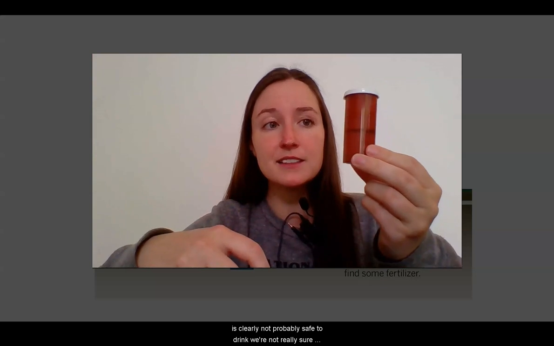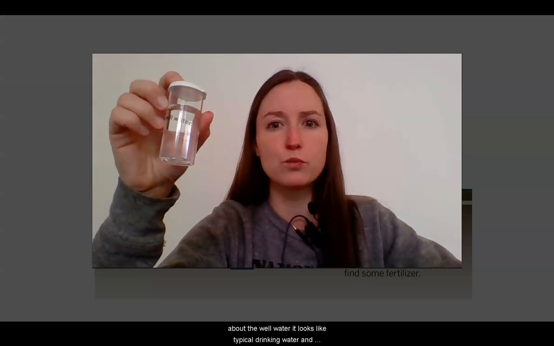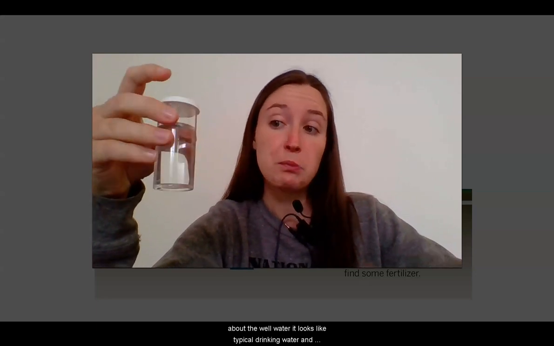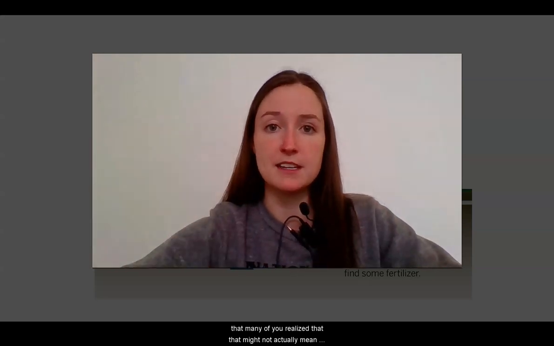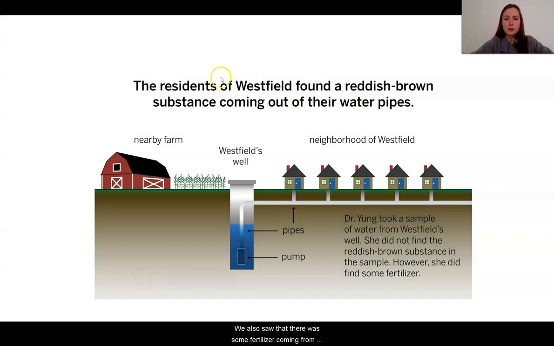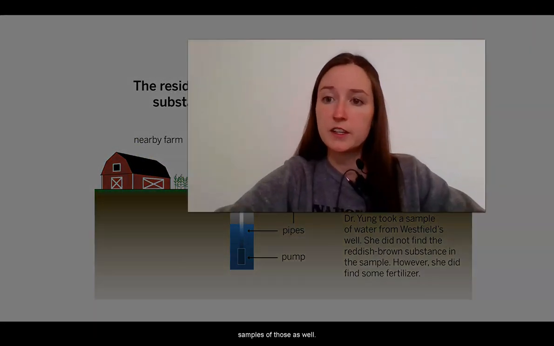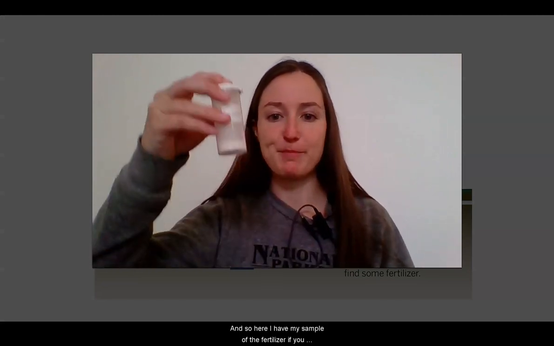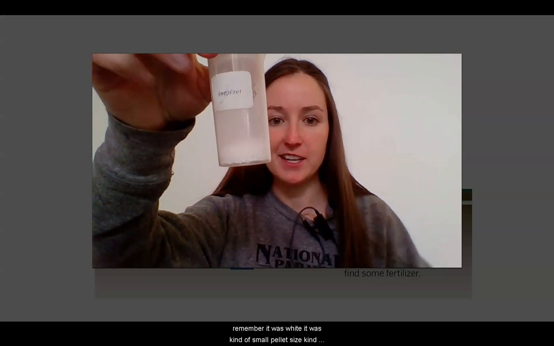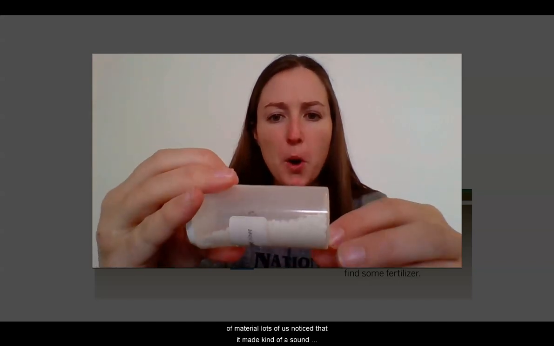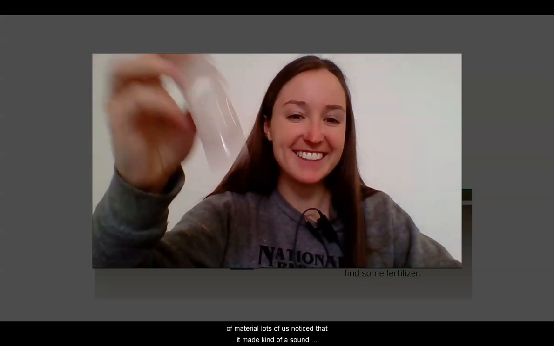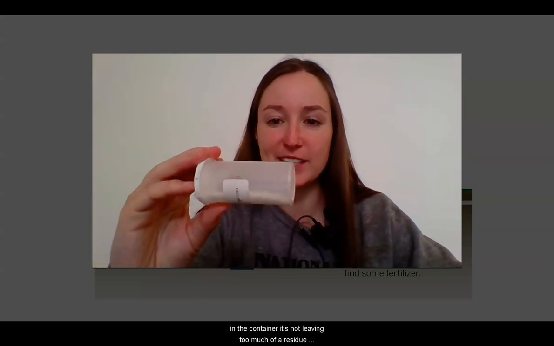There's one that is clearly not probably safe to drink. We're not really sure about the well water. It looks like typical drinking water, but many of you realized that that might not actually mean that it's safe to drink. And so we also saw that there was some fertilizer coming from the nearby farm. And so we were able to look at some samples of those as well. And so here I have my sample of the fertilizer. If you remember, it was white. It was kind of these small pellet-sized kind of material. Lots of us noticed that it made kind of a sound in the container.